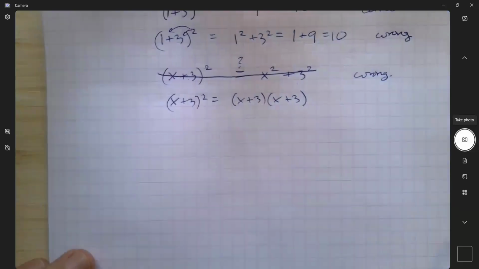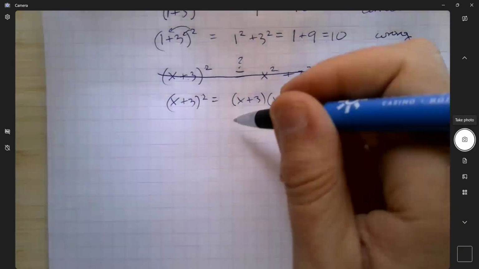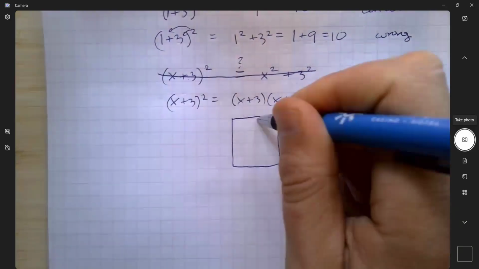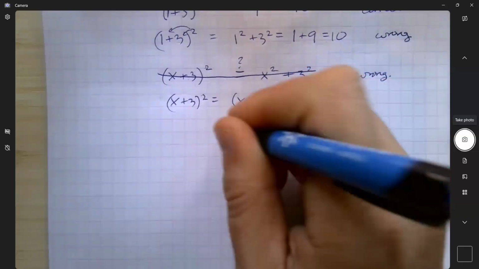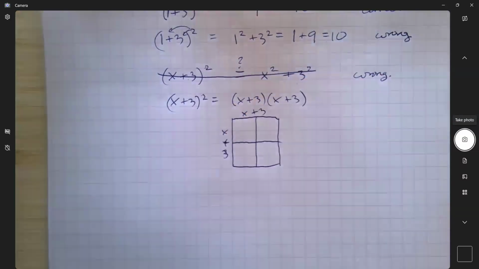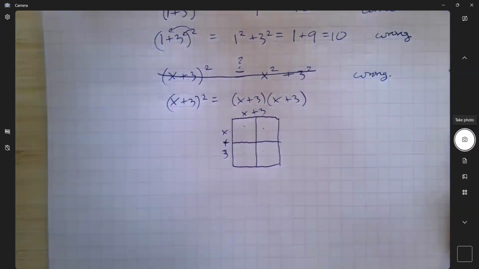If I want to do x plus 3 times x plus 3, the way I do it, and I'm going to get into this a lot more later, is I draw a box, and I put one of my terms on top, and I put one of my terms down the side. Maybe I've already done this in this class, I can't remember. And I do the multiplication for all 4 pieces of this box.